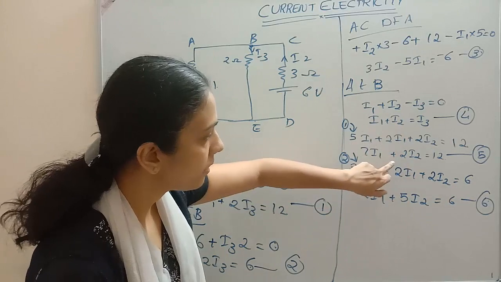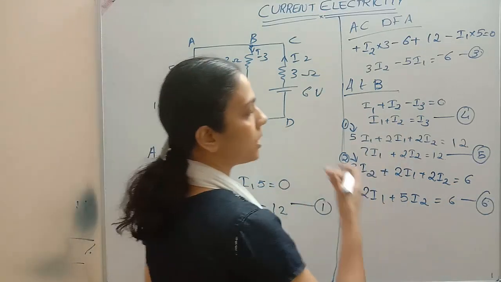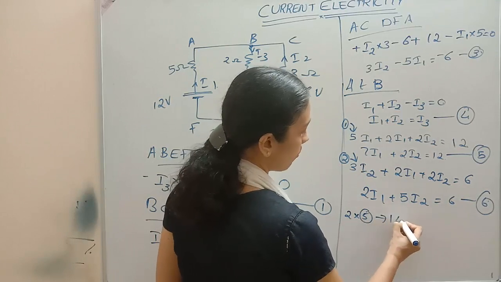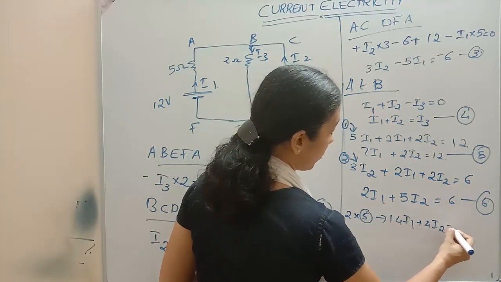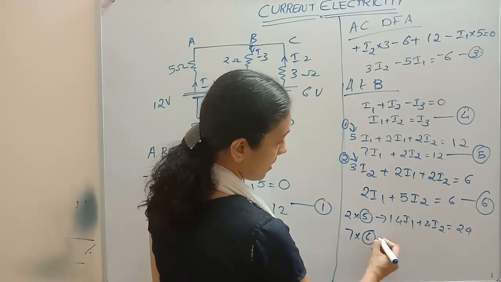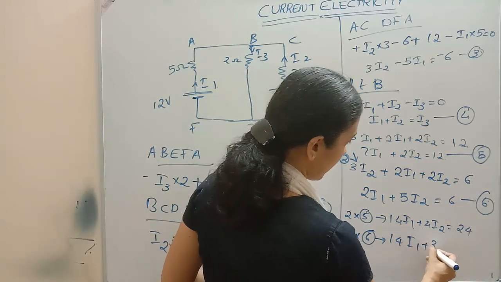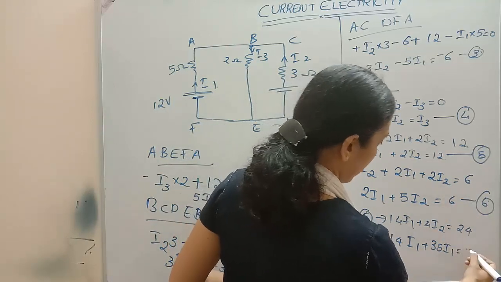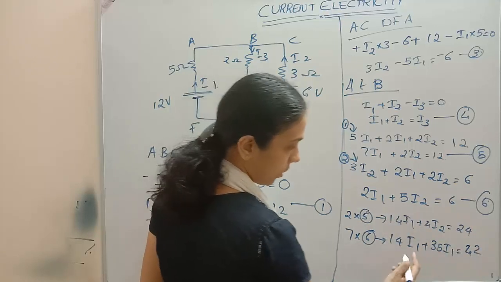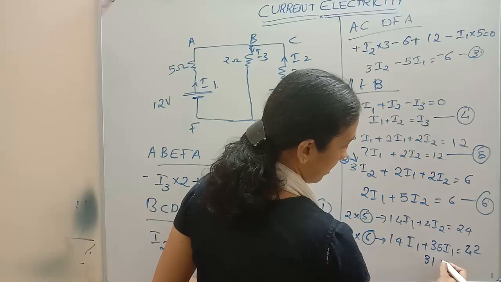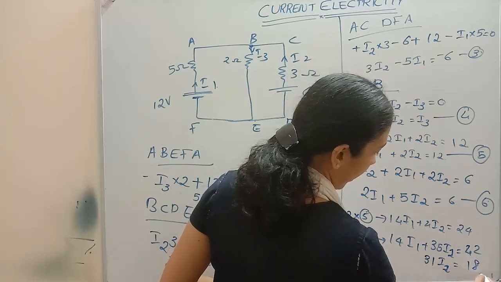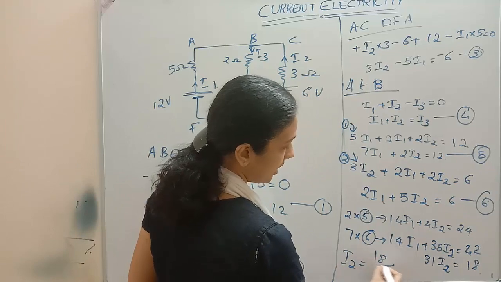And we got here one equation and the other equation. Both equations we can convert in the same manner. How? I am multiplying 2 into equation 5, which will give 14i1 plus 4i2 equals 24, and I multiply 7 with equation number 6, so I will get 14i1 plus 35i2 equals 42. Clear? While subtracting these 2 equations, I1 will become 0, and I will get 31i2 equals 18. So I2 I am getting as 18 divided by 31.